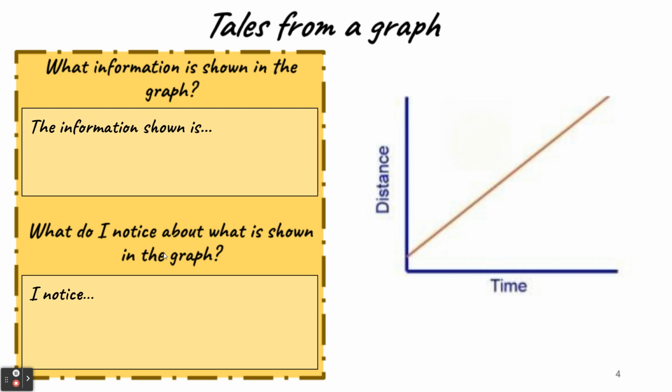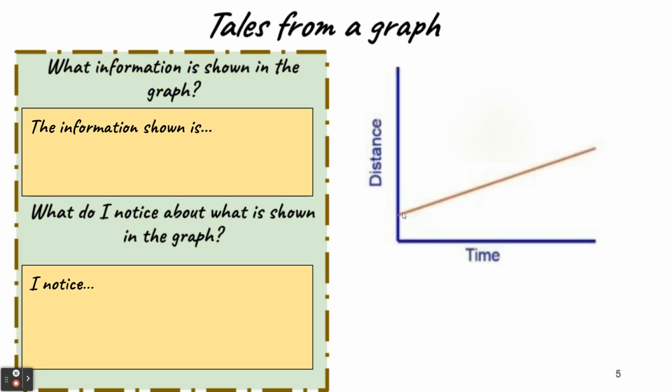What do I notice about what is shown in the graph? Well, that could exactly be what we're looking at. What we notice is the object was moving at a constant speed away, but it did not start at 0. That could be what you type in here. Information shown: distance on the y-axis, time on the x-axis. What I notice: the object rolled away or moved at a constant speed, but did not start at 0.